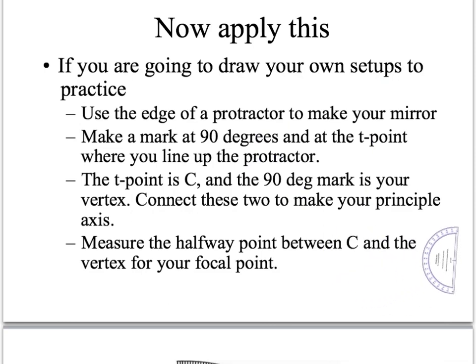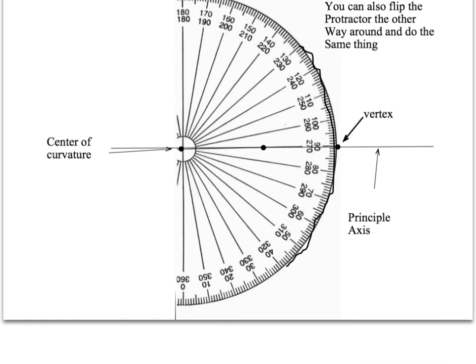And here's kind of what it would look like. See, I've got my protractor here. I'm making a concave mirror, sorry. Here's my center of curvature. I measured this distance here, and there's my focal point. There's my vertex, and I drew along the side here. And then I can just stick my object anywhere I want. I can stick it here, here, here. I can flip the protractor around and make a different kind of mirror.